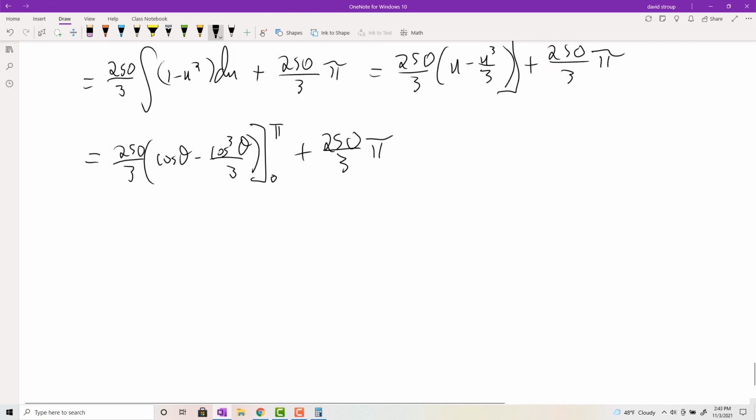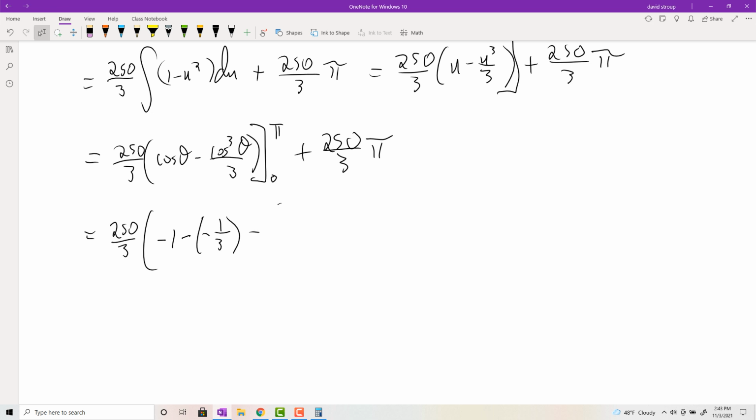Then you can evaluate this guy. You want to be careful though. 250 over 3. Cosine of pi is negative 1, minus cosine again of pi is negative 1. Negative 1 cubed is still negative 1. So get negative 1 over 3. Then minus, plugging in 0, you don't get 0, right? Cosine of 0 is 1, minus, again, 1/3, plus 250 over 3 pi.